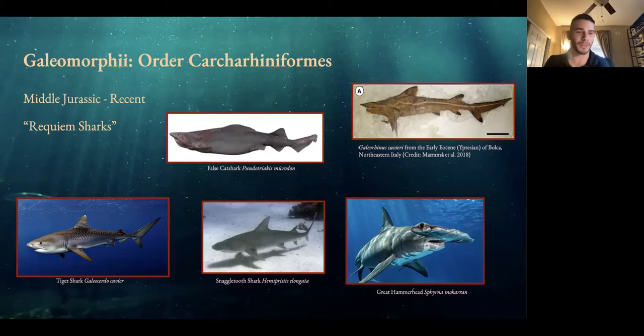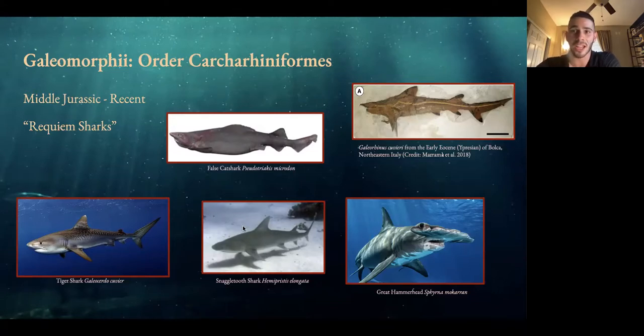And a prime example of this is the tiger shark, Galeocerdo cuvier. This is one of the most dangerous sharks on the planet, but they are just very well adapted to their environments, and they have a cosmopolitan distribution, meaning they are around the world.